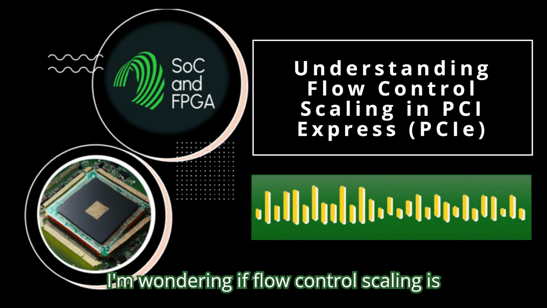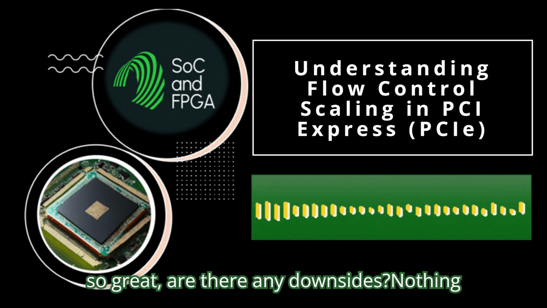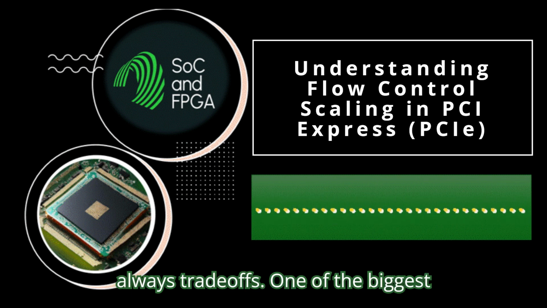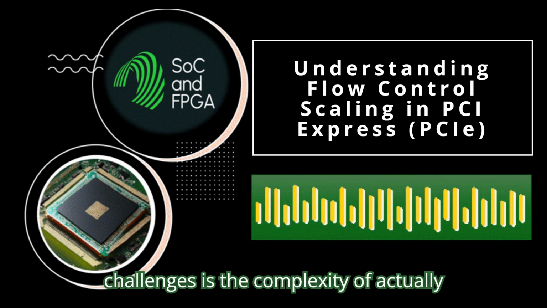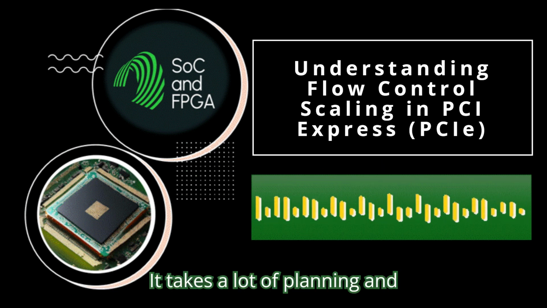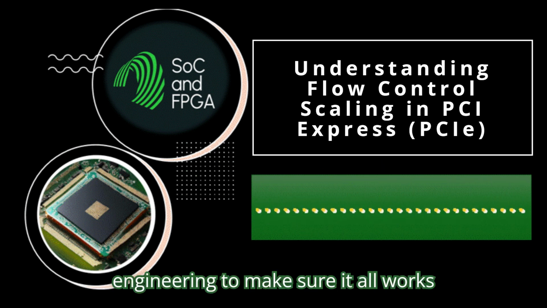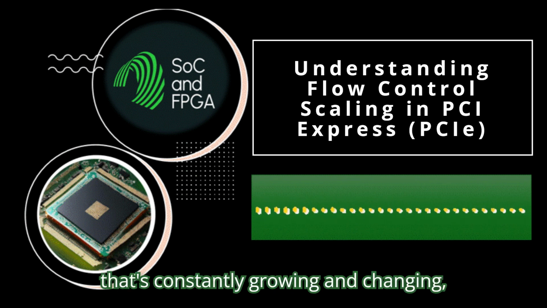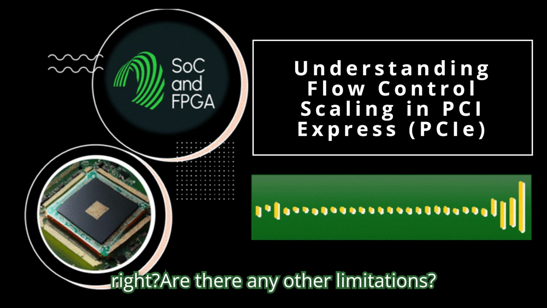But I'm wondering, if flow control scaling is so great, are there any downsides? Nothing is perfect, right? That's true, there are always trade-offs. One of the biggest challenges is the complexity of actually designing and implementing these systems. It takes a lot of planning and engineering to make sure it all works correctly. I can imagine. It's like designing a highway system for a city that's constantly growing and changing, right? Are there any other limitations?